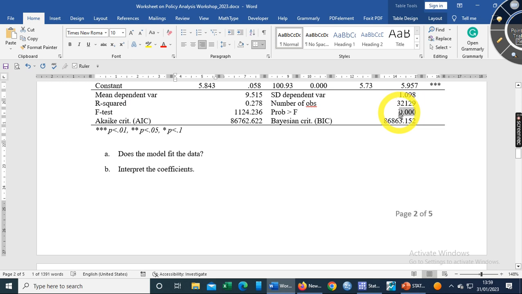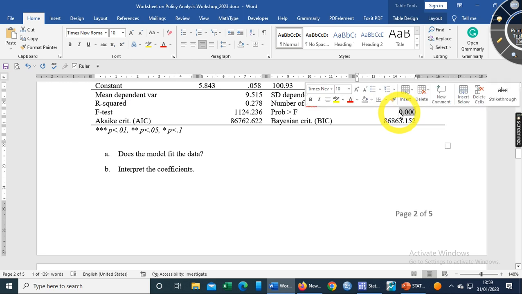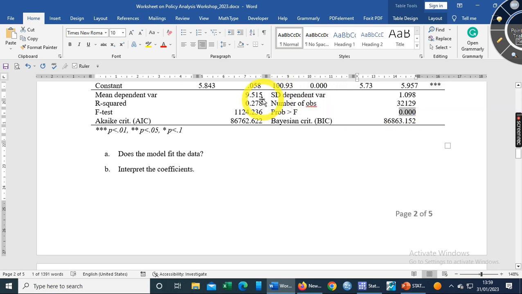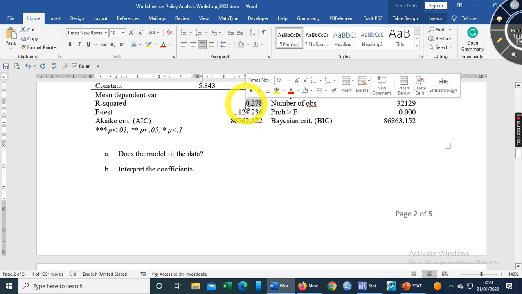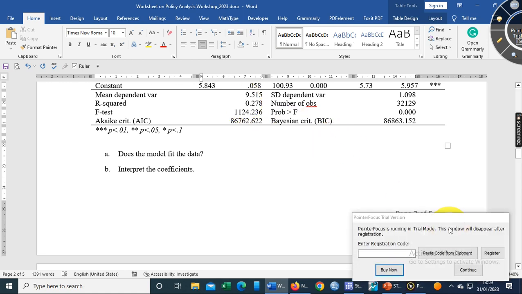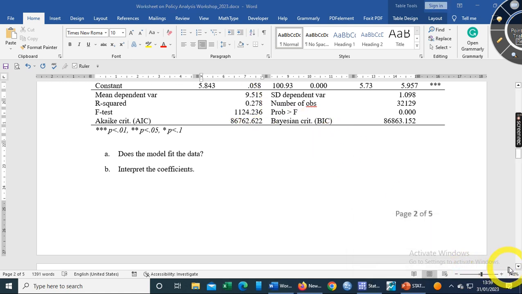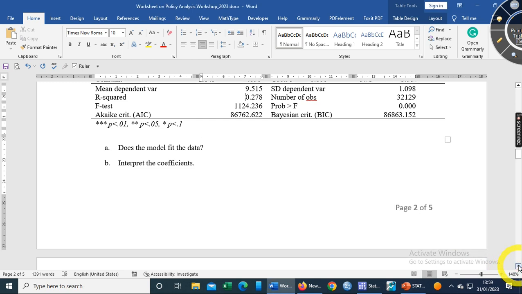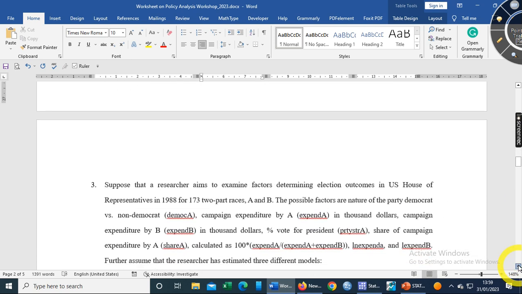The p-value of the F corresponding to the R square is statistically significant. I mean, it's 0.00, it's less than 0.05. Therefore, R square is statistically significant. The model fits the data very well. More specifically, about 27.3% of the total variation in the dependent variable is attributed to or is explained by the included explanatory variables, while the remaining variation is attributed to the disturbance term.